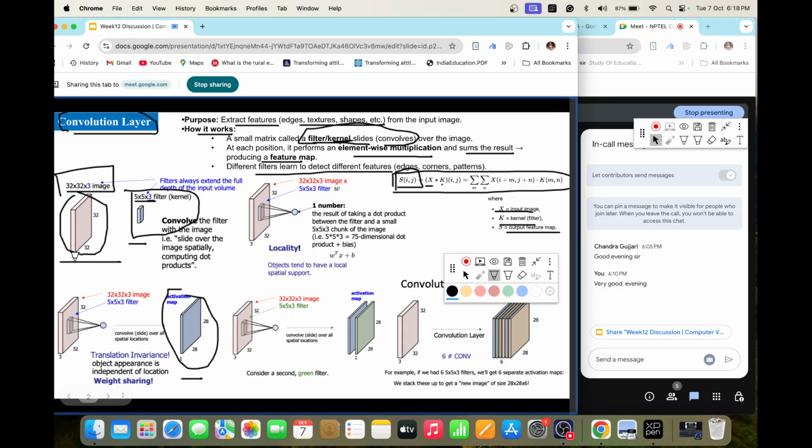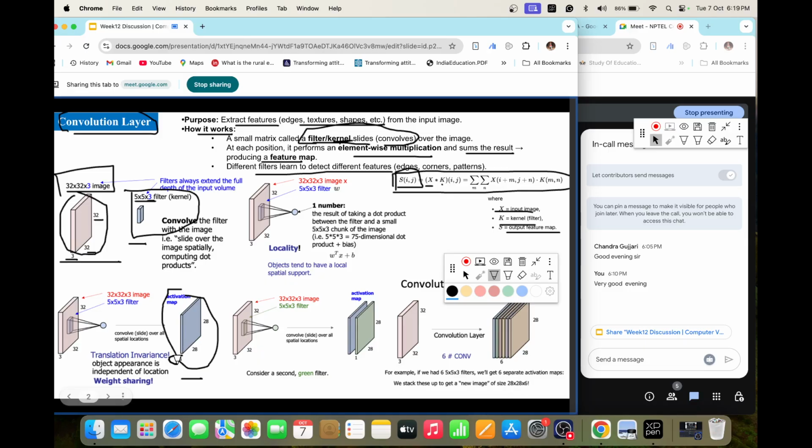Again I am repeating: this is your image, the input, with 32 cross 32 dimension, and 3 is your number of channels, because R, G and B. So that is why 3 is the depth. We have this 5 cross 5 filter. The 3 may or may not be written, but if it is not written, you have to assume that the depth of the filter is the depth of your input image. So that is why 5 cross 5 into 3. Putting this filter onto the image, we got this activation map, 28 cross 28 into 1.